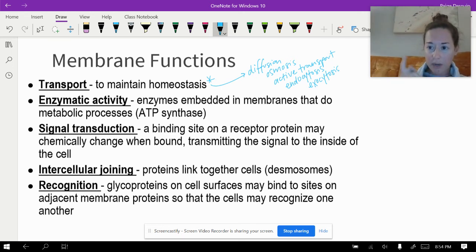And we'll talk more about each of those things later on. But there are also these secondary, and not necessarily less important, functions of the membrane, which include acting as enzymes. Enzymes are proteins, but they are embedded in membranes and they are responsible for some major processes that your body needs to stay alive.